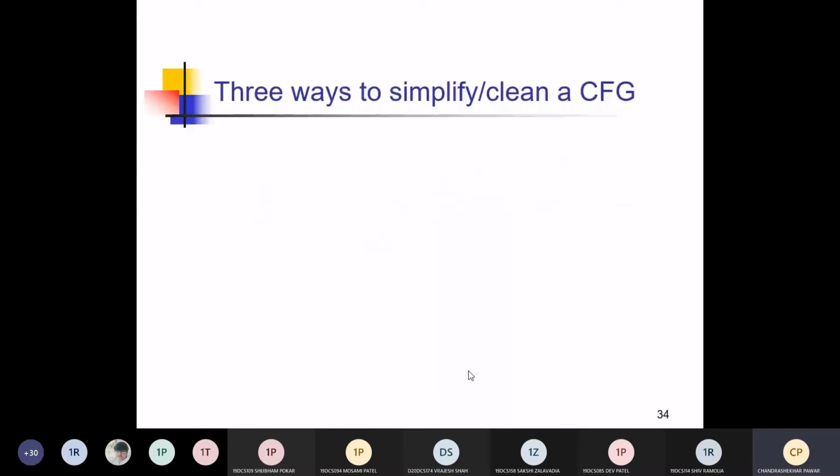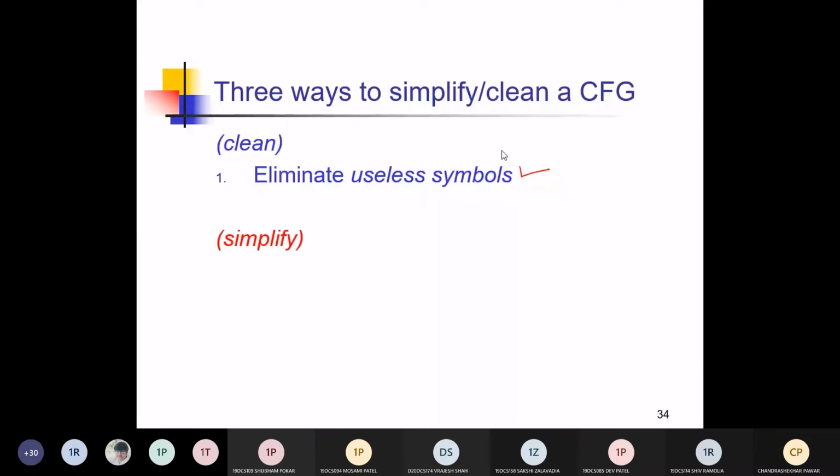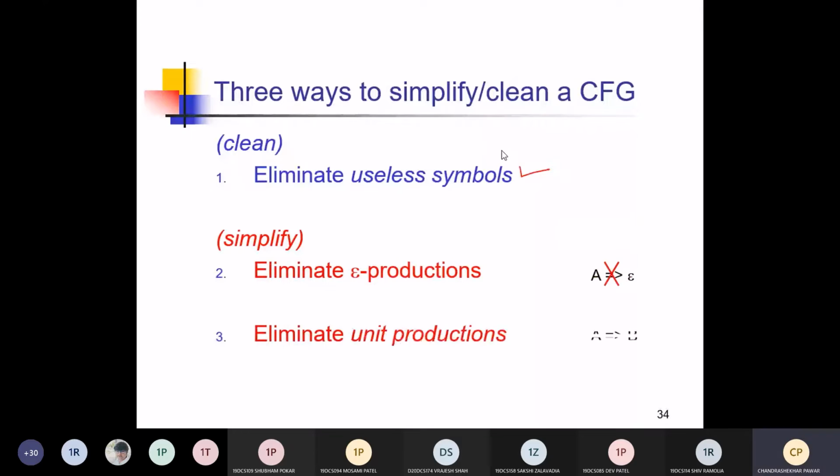simplification of context-free grammar. There are basically three ways to simplify, or we can say to clean, the context-free grammar. To clean the context-free grammar, we need to eliminate the useless symbols. What is a useless symbol and how it should be eliminated, we will see again. We already discussed this point in the last session. Next, simplification. Simplification means eliminating the epsilon productions and eliminating the unit productions. It is called a simplification of the grammar.